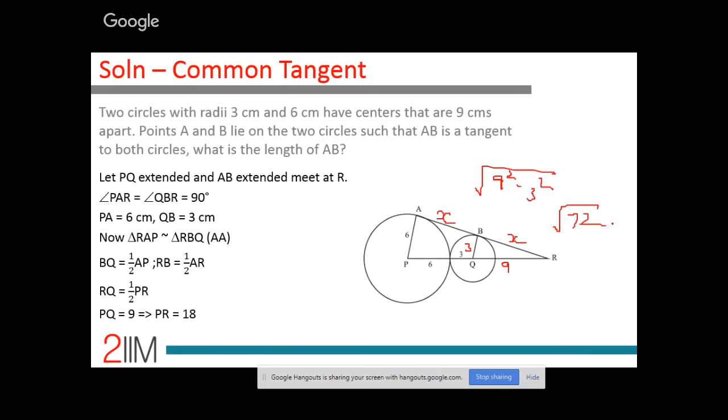Once you keep that in mind, BR is square root of 9 square minus 3 square, which is root 72. BR is nothing but AB, which is what we need to find. And once you've figured out similarity and you know the ratio of the sides is 1:2 because BQ is half of AP, we know that QR is half of PR, or QR is equal to PQ. PQ is 9, QR is 9. Once you know QR, you can find BR. BR is same as AB, square root of 72.